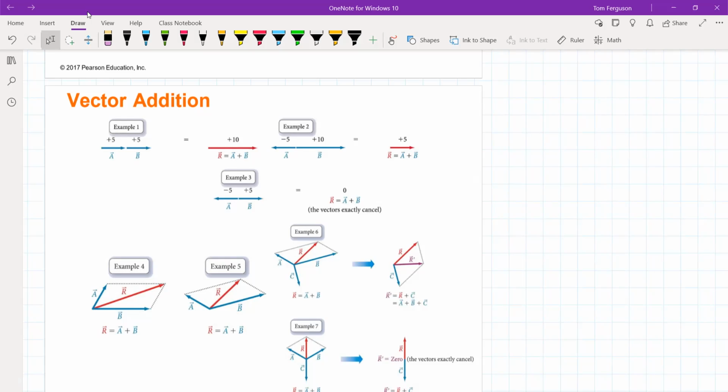But the main thing is forces are vectors. Forces are vectors. When you take physics, you'll get that out the yin yang.